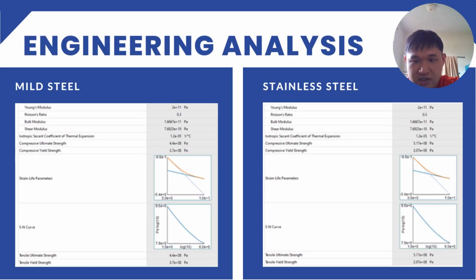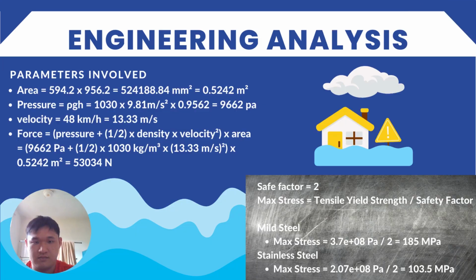Before we go through the engineering analysis, we have to know the properties of our materials. So these are the properties of mild steel and stainless steel. These are the parameters for us to calculate the static structure of the system. We have the cross-section area of water flowing through the system, pressure of the flash flood through the system, and the velocity of the flash flood. Using these 3 formulas, we calculate the force acting on the system.